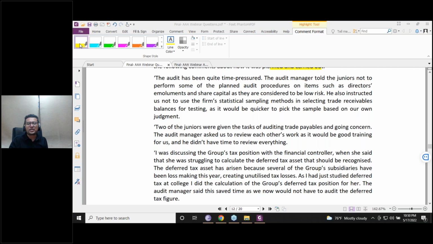He has also instructed us not to use the firm's statistical sampling methods in selecting trade receivable balances for testing, as it would be quicker to pick the sample based on our own judgment. We are not following ISA 530 audit sampling. We are not following the statistical sampling method as mentioned in the audit plan. Rather, we are cherry picking things so that we could finish off the job early. This would lead to compromises. We might not be able to detect the material misstatements in the financial statements. So that's the third issue.